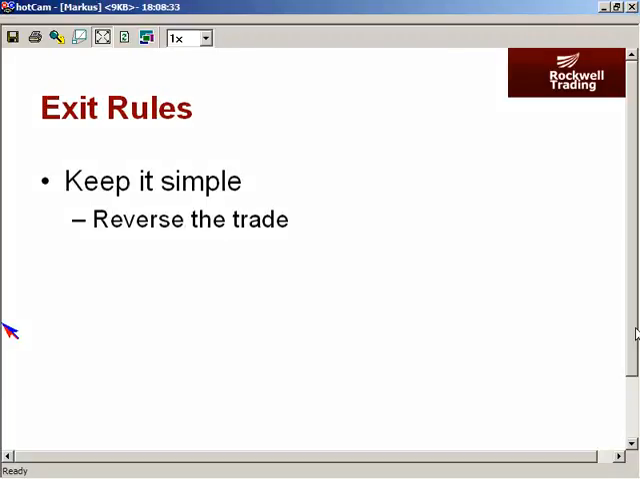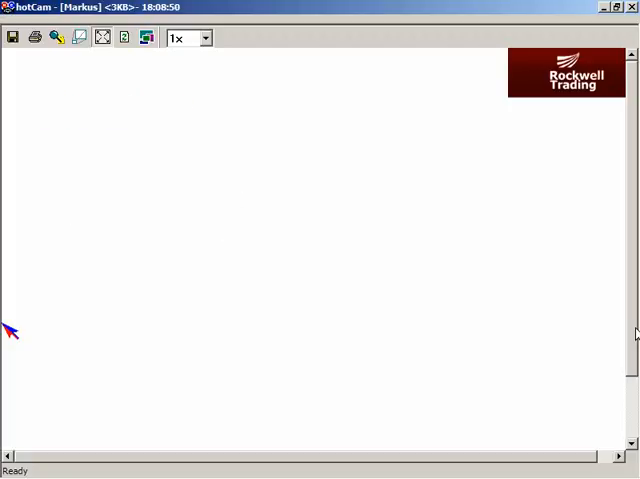As an exit rule, in the beginning, we want to keep it very, very simple. In the very beginning, we want to use no stop loss, no profit target. We just want to reverse the trade. So basically what we are looking for is that prices are bouncing back and forth between the upper and the lower Bollinger Band. I'll show you a couple of examples here.